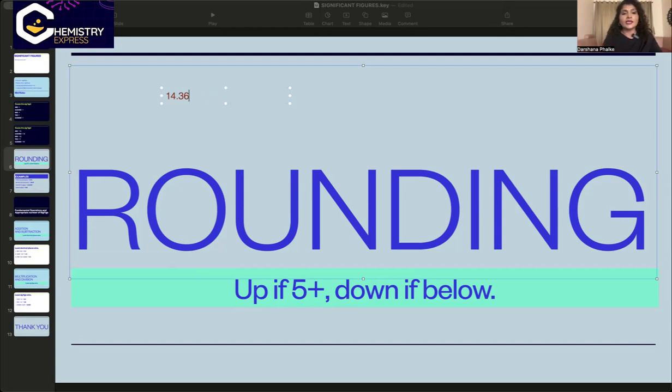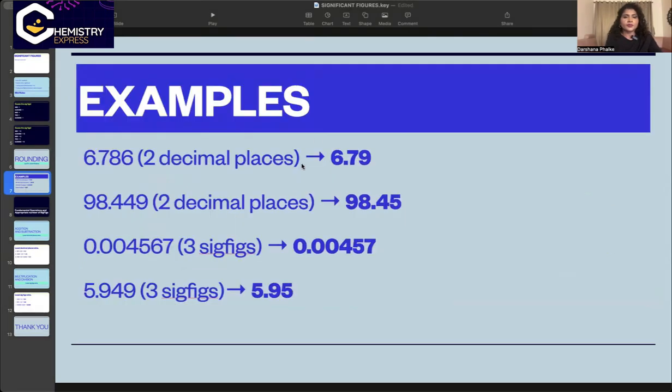Now rounding off, every topic will have some other rules also. Let's quickly look at some examples to understand the rules. Okay, so 6.786. Now we have to round off till 2 decimal places, or sometimes they may ask you to round off to some significant figures. So here it is 2 decimal places. So I want only 2 places after the decimal. So the last digit 6 has to go. If this digit is more than 5, then we will up the previous digit. So we'll write it as 6.79. Easy, right?